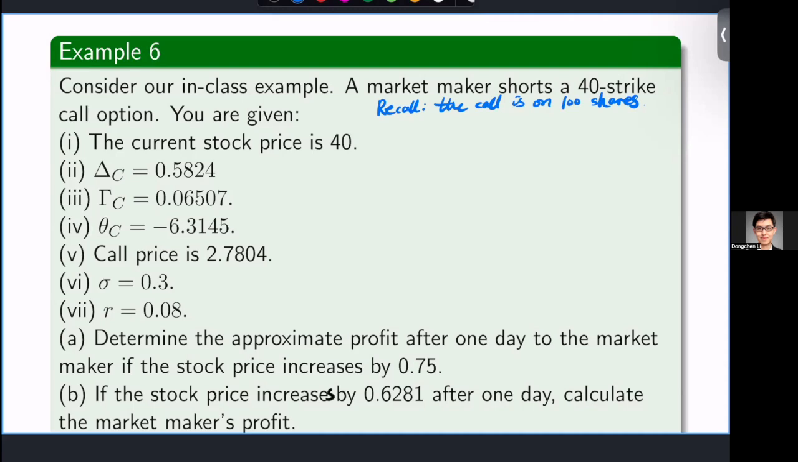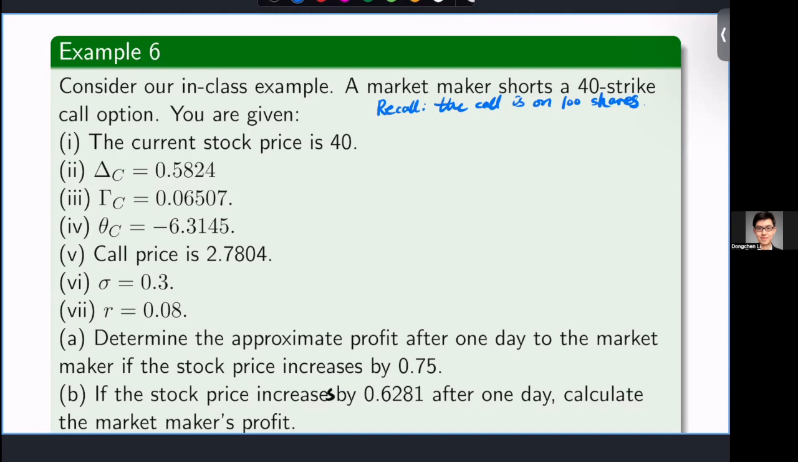So in this case, we know the current stock price is 40, and we have the delta of call, gamma of call, theta of call, and the price of call. This information is for a long call position. When you are taking a short position in the call option, your delta will be negative 0.5824, your gamma will be negative 0.06507, your theta will be positive 6.3145, and the portfolio value is going to be negative 2.7804. Of course, all these numbers should be multiplied by 100.